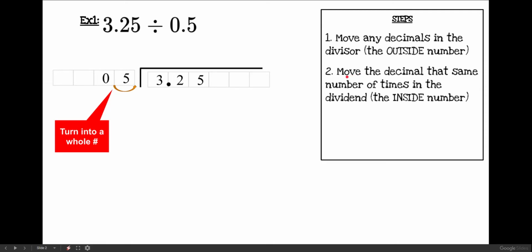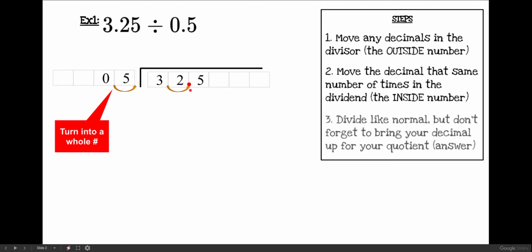Now, step number 2 tells us to move the decimal that same number of times in the dividend, which is the inside number. So I moved it one space to the right over here, which means I'm going to move this one space to the right as well. So it goes from there to here. And finally, divide like normal, but don't forget to bring your decimal up for your quotient, which is the answer. So I'm going to bring my decimal answer right up over there in the end.